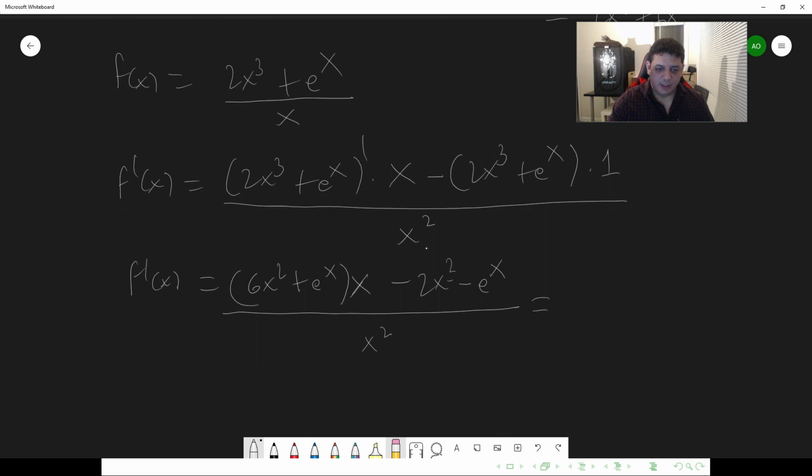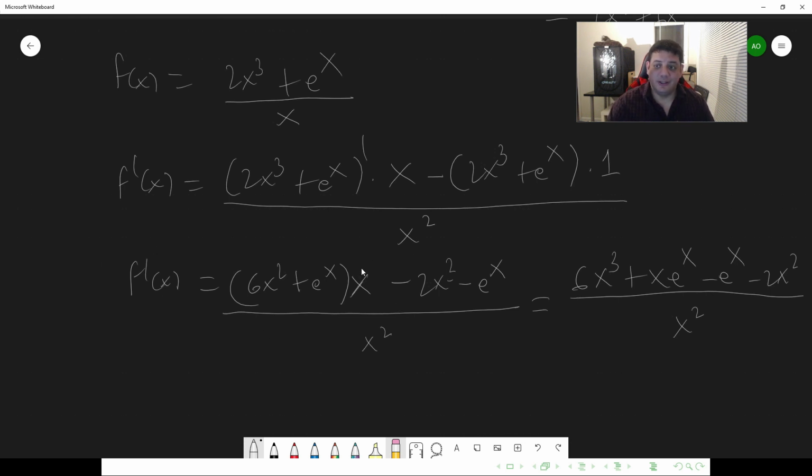So I can transform this a little bit more. This is going to be (6x cubed plus x e to the x minus e to the x minus 2x squared) over x squared. Okay.